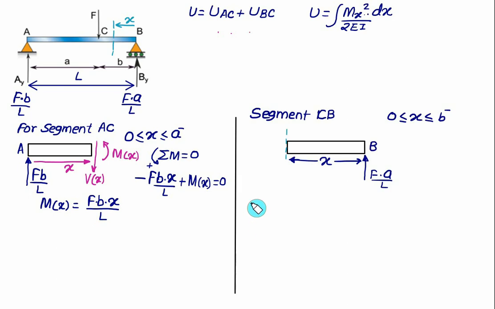Now we'll consider a second section between BC at distance equal to x from B. This time we have limit from 0 to B minus, meaning we are not including the point C. So we have segment BC, and we'll show the F here. At point B we have BY, which is equal to F into A divided by L. At the section plane here we have to show one shear force. This is acting upward, so the shear force will act downward, that is V of x. This moment is anticlockwise, so we'll show here one clockwise moment equal to Mx, that is the internal bending moment.